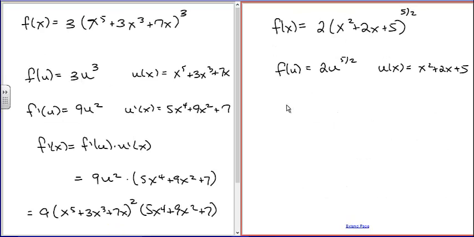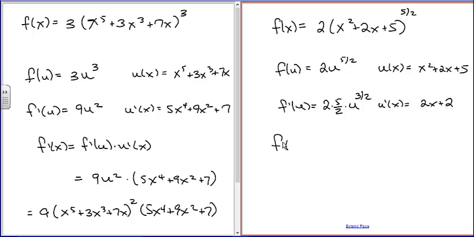Okay, same kind of deal here. f prime of u. So we get 2 times 5 halves u, subtract 1 from 5 halves, you'll get 3 halves. u prime of x is 2x plus 2. 2x, x to the first power. Derivative of x is 1.